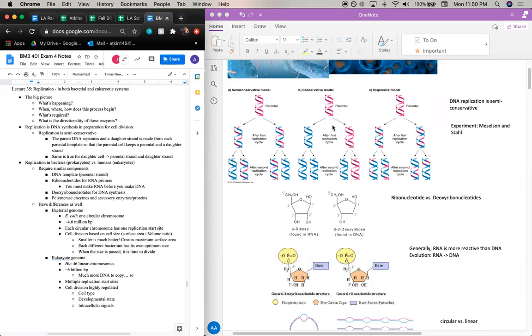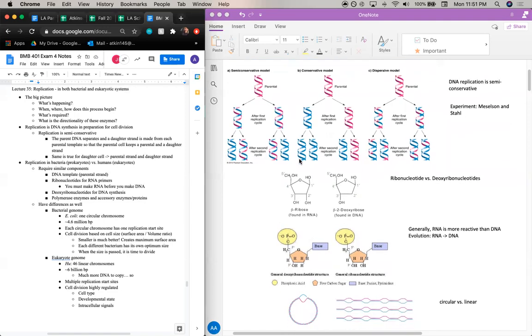If you're looking for more information about how we discovered that DNA replication was semi-conservative, you can check out this experiment by Meselson and Stahl. Very cool, covered in MMG 431. Shout out to Dr. Waters.